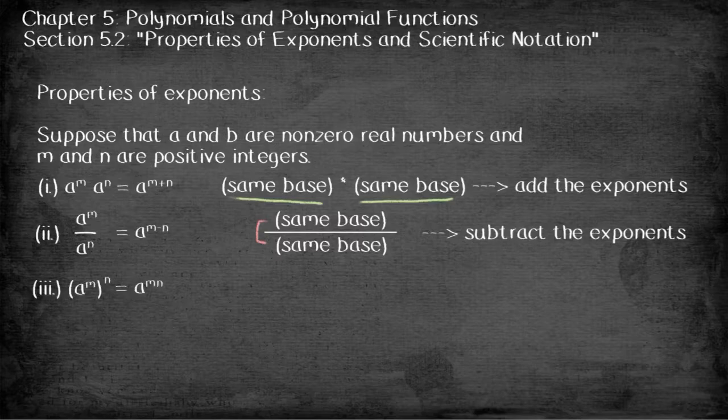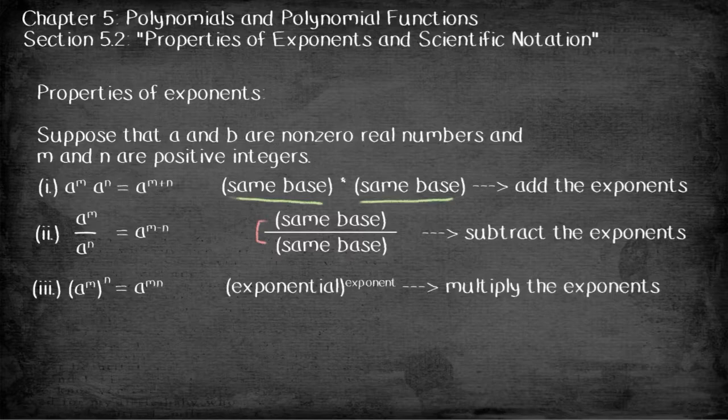Thirdly, we have a to the m all raised to the n power, so we're taking a power to another power. And this is saying that when I do that, I have to multiply the exponents together. So an exponential to an exponent, you can just write it as a single regular exponential with the exponents multiplied together.